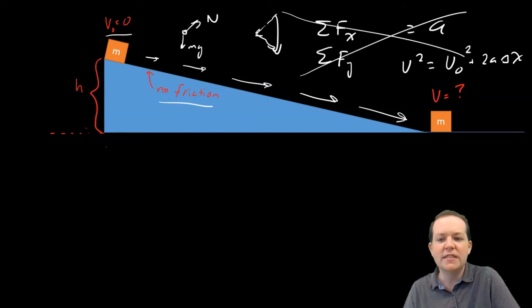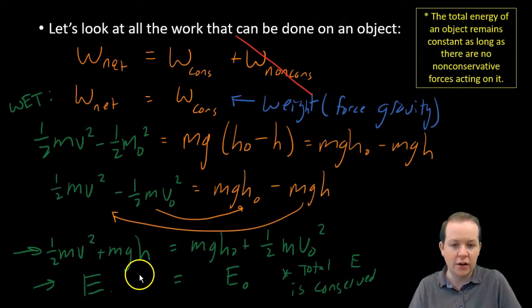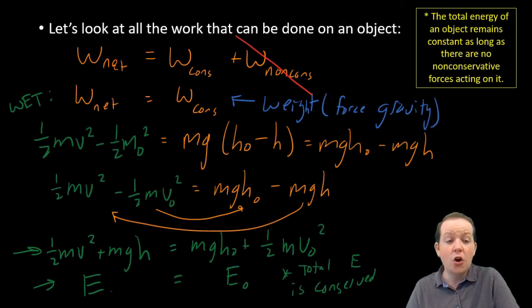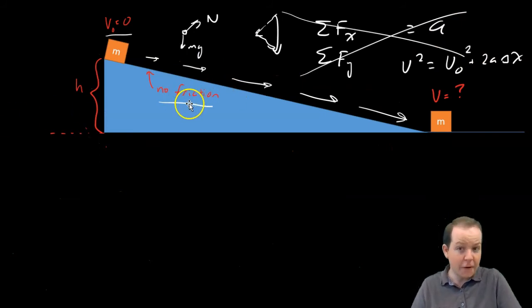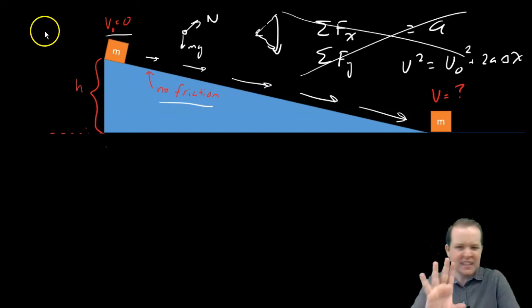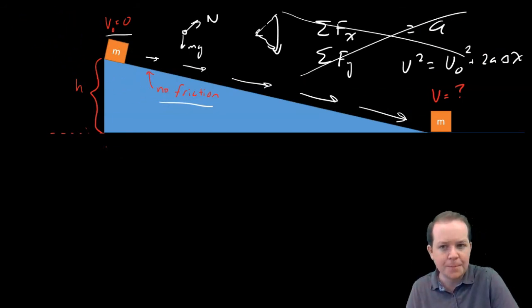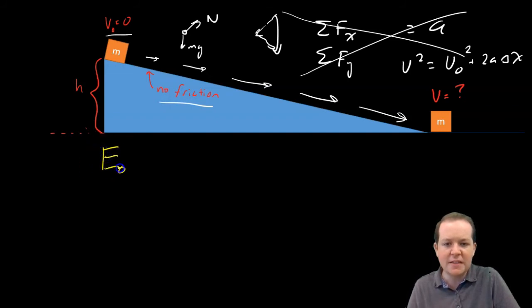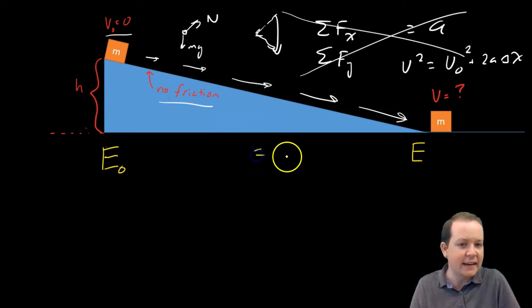Let's try using this idea of energy conservation. If there are no non-conservative forces, there's no friction. Okay, there are other forces on the block besides weight. There's the normal force, but that's not doing any work because it's perpendicular. So if there are no non-conservative forces, I can say this energy in the beginning is in fact equal to this energy at the end.